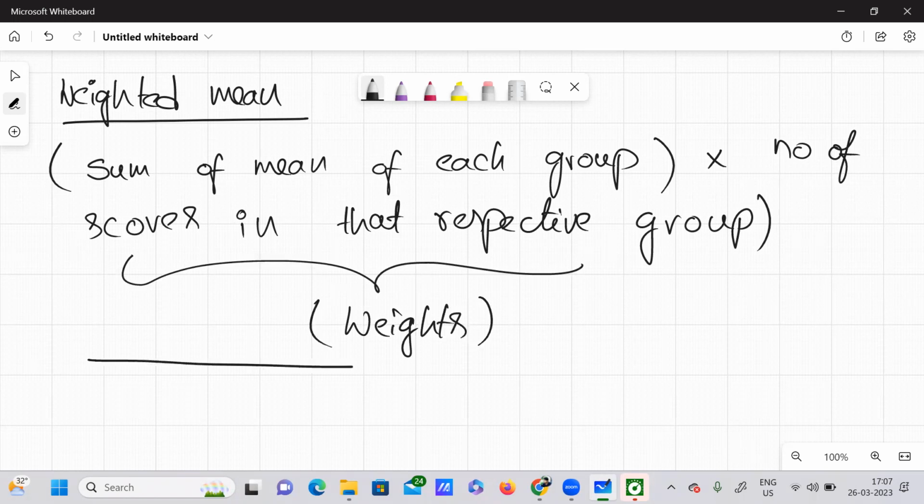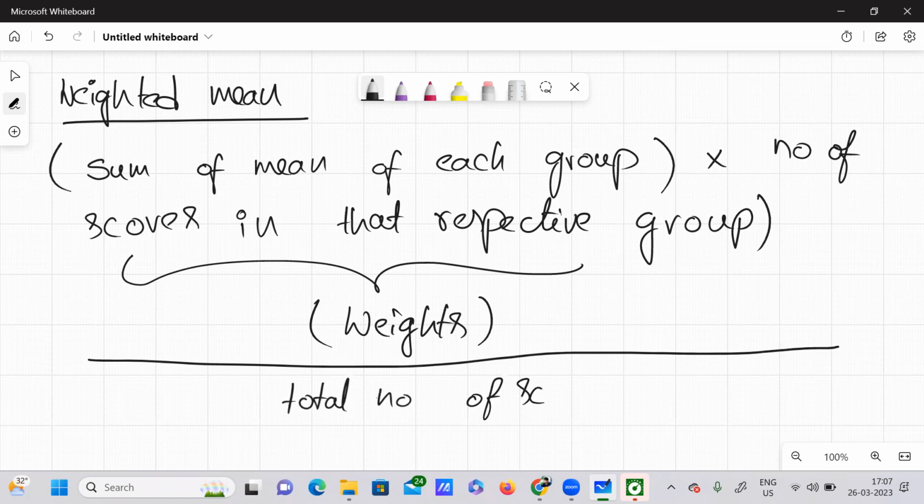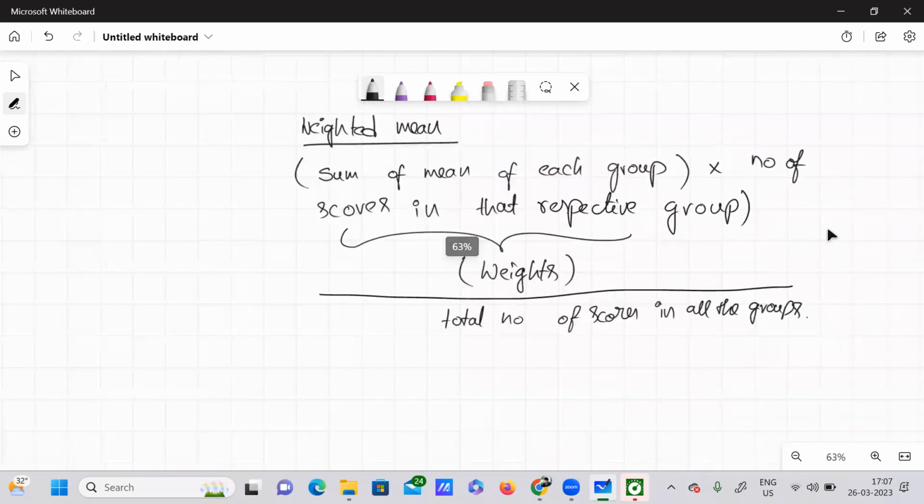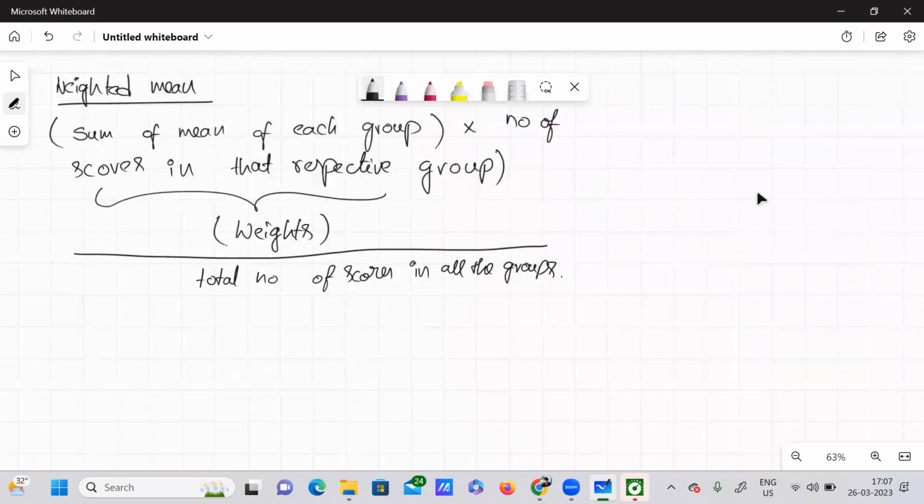Okay. And then we need to divide this entire multiplication, that is sum of mean of each group into number of scores in that respective group, whole divided by the total number of scores in all the groups. So this is the entire definition and the formula. See what I have just said. Weighted mean is nothing but the sum of mean of each group multiplied by number of scores in that respective group, whole divided by total number of scores in all the groups.